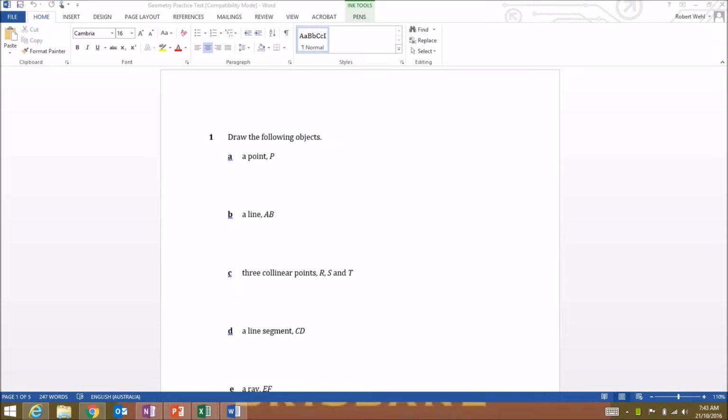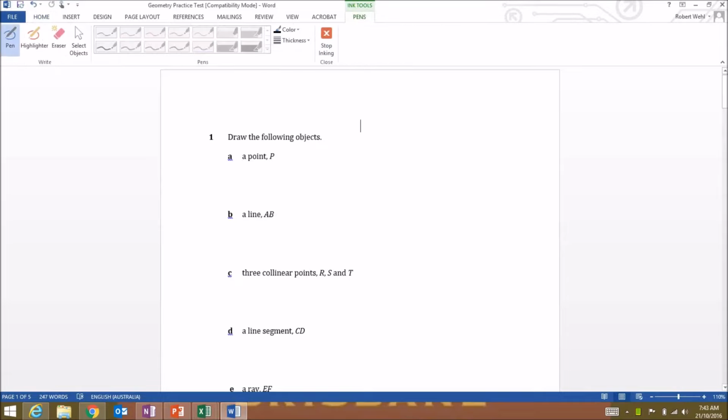Okay, so let's have a look at this worksheet. The first thing that you needed to do is draw a point P. A point is very easy. You just put a dot and then draw the letter next to it. And that's how you draw a point. It's just a dot. A line, AB. A line extends in both directions indefinitely, so it means it's got an arrow at each end, and it's named AB.